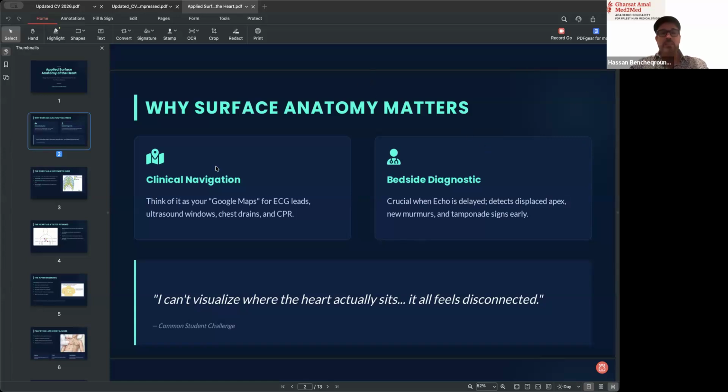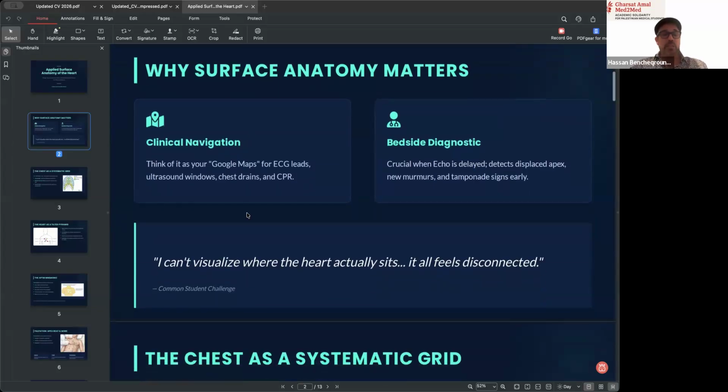So when we have surface anatomy, it matters because you can use it as your Google Maps. If you hear something in a specific area, then you try to imagine where that area is. Is it the apex? Is it the septum? Is it the right ventricle? Is it the right atrium? Is it the left atrium?